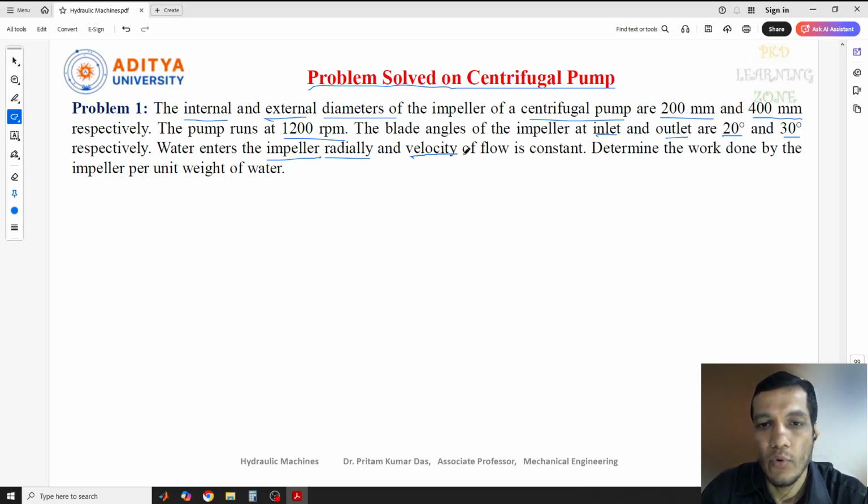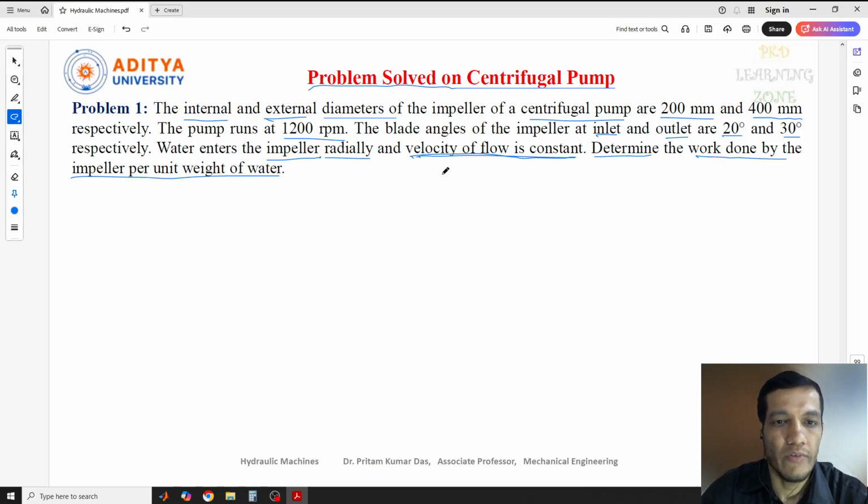And the velocity of flow is constant. So Vf1 is constant. Determine the work done by the impeller per unit weight of water. So we know the formula of this work done by the impeller per unit weight of water, which we have derived in our previous video lecture.